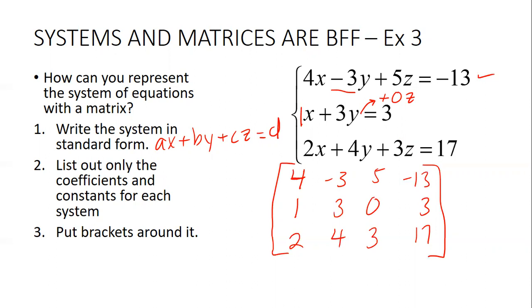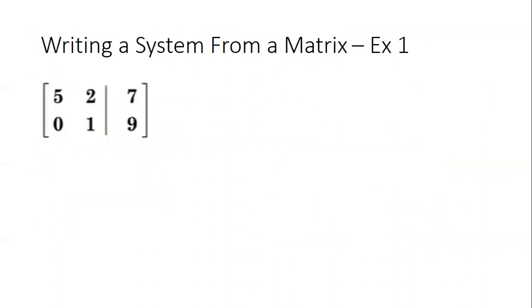Now we need to be able to go backwards. So right now we just did system to matrix. Now we're going to do a matrix to a system. When you are given the matrix, you can turn it back into a system. Remember that column 1 is your x values, column 2 are your y values, and column 3 are your constants.